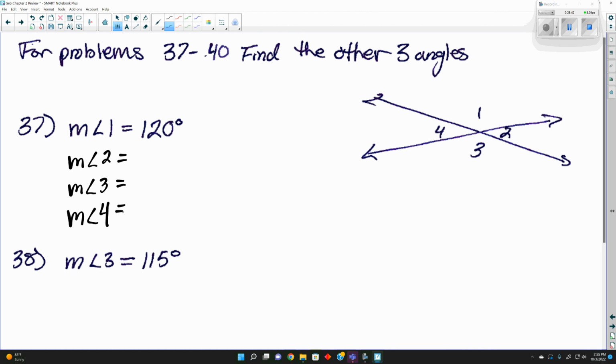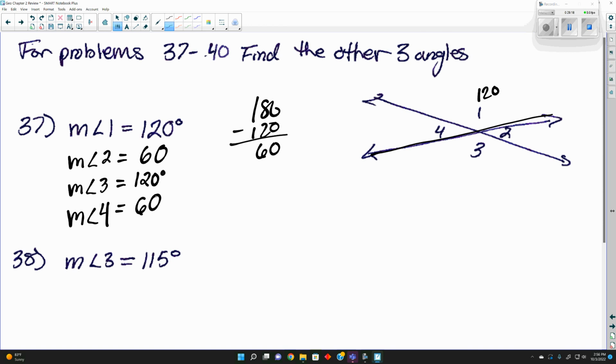So 37. You can cut it in half and get to 60. So 37 is telling us that angle 1 is 120. Angle 3 is going to be 120 because vertical angles are congruent. Vertical angles are congruent, which means 2 and 4 are going to be the same. Now, 1 and 4 make a straight line, so they add together to be 180. So we can do 180 minus 120, which is 60. So the measure of angles 2 and 4 are 60.